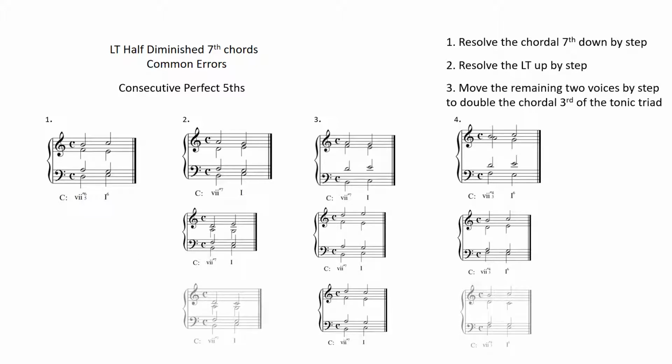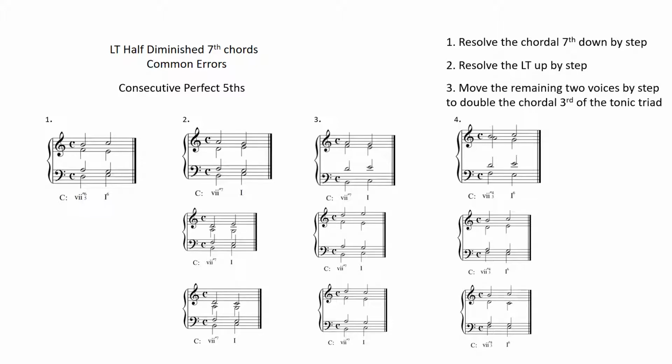You can still follow the exact same voice leading steps as you have done with all the other leading tone diminished seventh chords. Resolve the chordal seventh, the A, down by step, resolve the leading tone B up by step, and then move the remaining two voices by step to double the chordal third. However, since the consecutive perfect fifth possibility has been eliminated due to the revoicing of the chord, step 3 can be modified to allow the remaining voices to still move by step, but to double the chordal root of the tonic triad. Notice that this creates acceptable consecutive perfect fourths instead of the unacceptable consecutive perfect fifths.